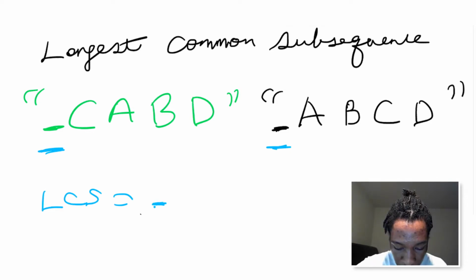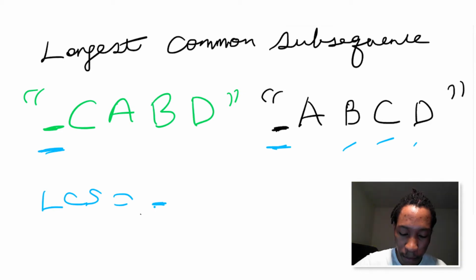And then we get to empty string and B. Are they equal? No, they're not equal. So I'm just going to skip through that. And then we get to C and empty string. Are they equal? No, they're not equal. So I'm just going to skip through that. You get the point, right?